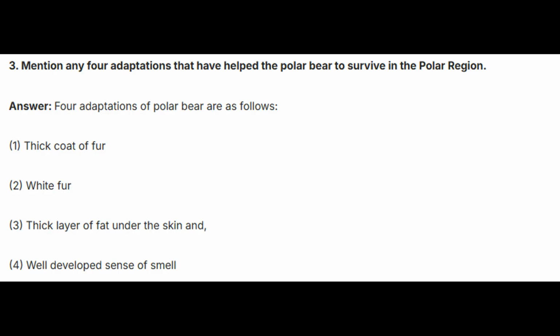Third, mention any four adaptations that have helped the polar bear to survive in the polar region. Answer. Four adaptations of polar bear are as follows. First, thick coat of fur. Second, white fur. Third, thick layer of fat under the skin. And fourth, well-developed sense of smell.